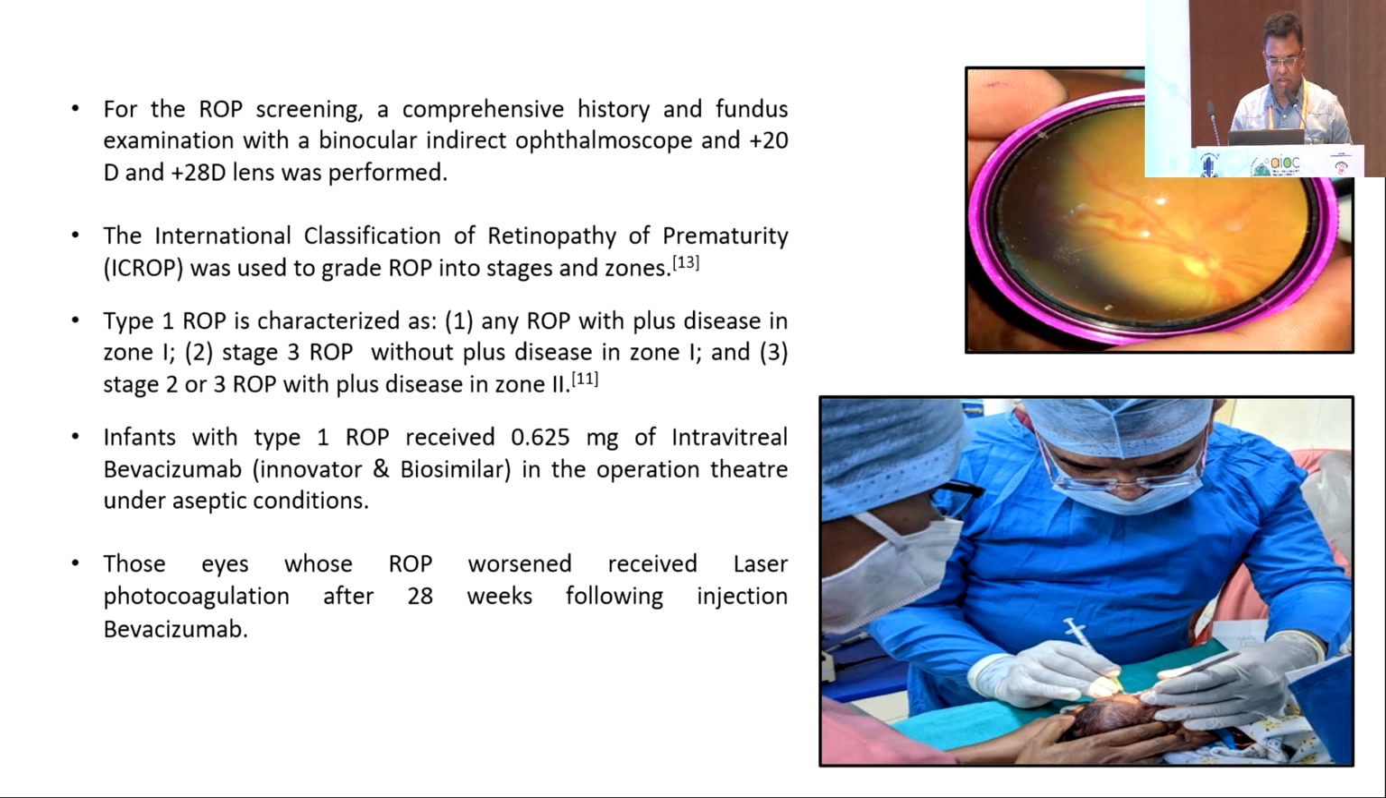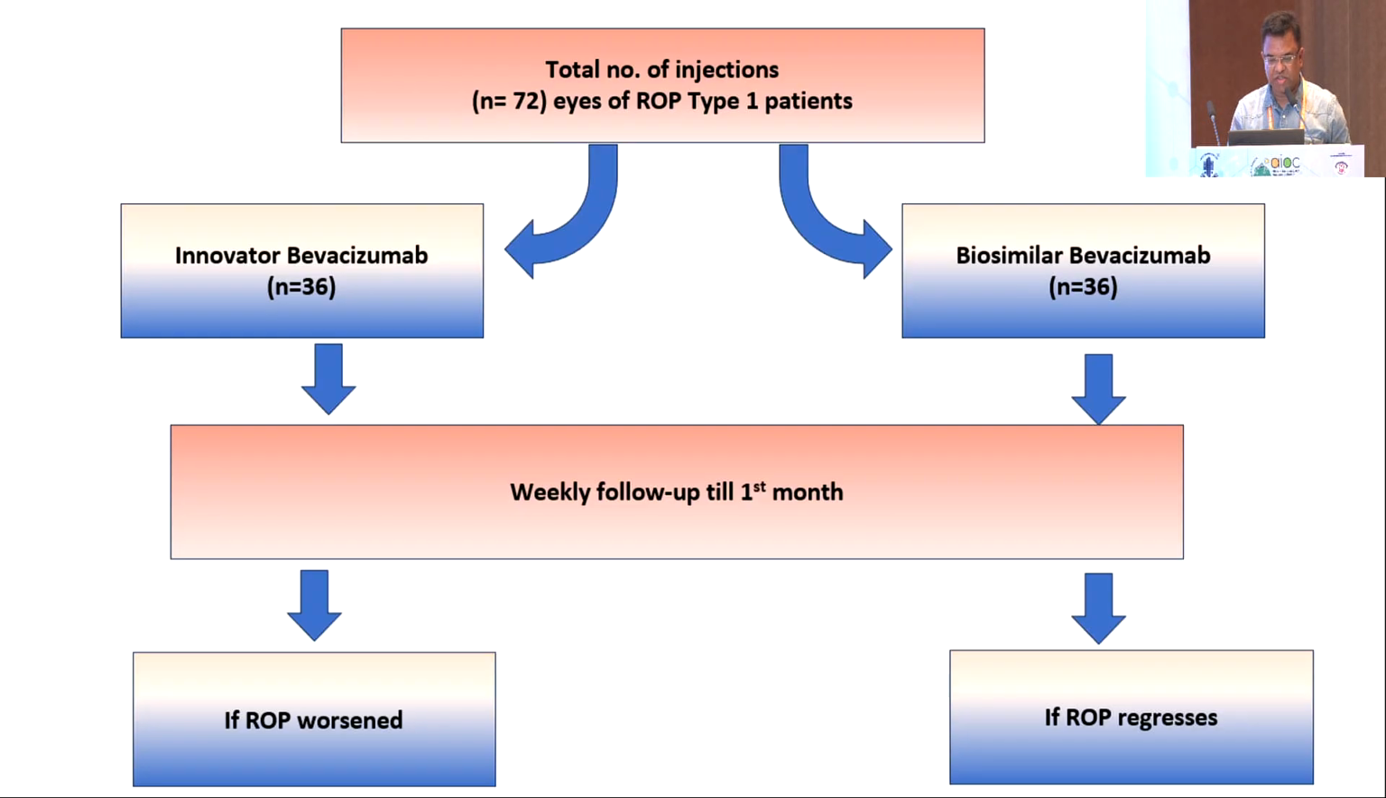ICROP classification. Now, type 1 ROP was characterized as any ROP with plus disease in zone 1, stage 3 ROP without plus disease in zone 1, and the third was stage 2 or 3 ROP with plus disease in zone 2. Infants with type 1 ROP received 0.625 milligram of intravitreal bevacizumab, both innovator and biosimilar, in the operation theater under aseptic condition. Those eyes whose ROP worsened later received laser photocoagulation after 28 weeks following injection of bevacizumab.